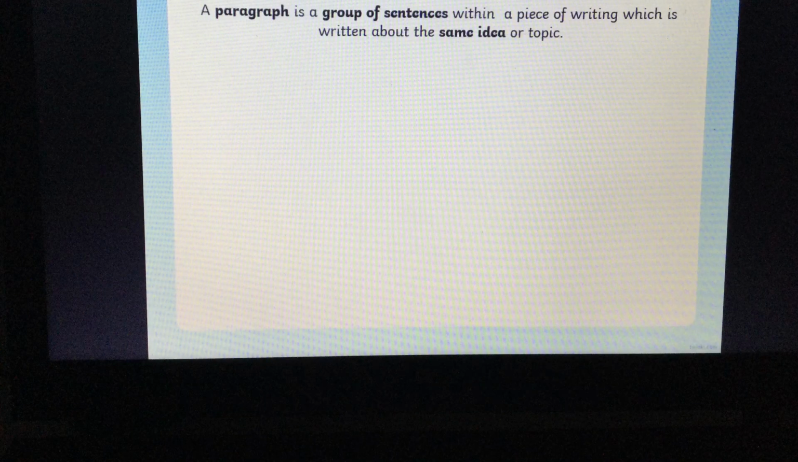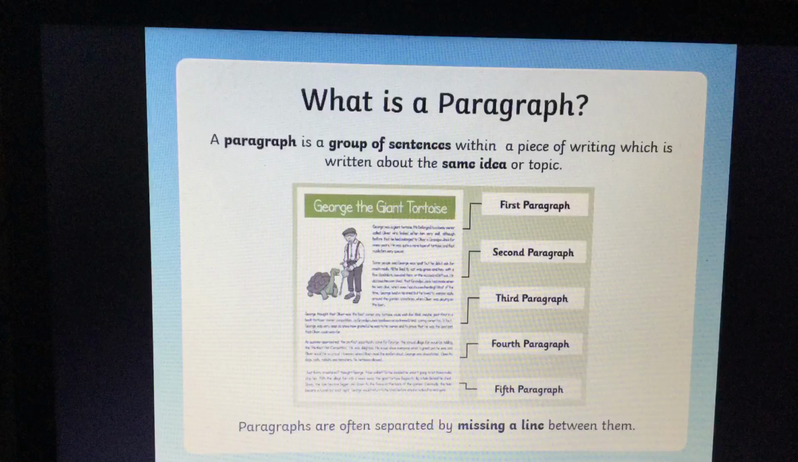A paragraph is a group of sentences within a piece of writing which is written about the same idea or topic. Paragraphs are often separated by a missing line between them. So if you look at the example, you've got the first paragraph, second, third, fourth and fifth, and there is a line between them.